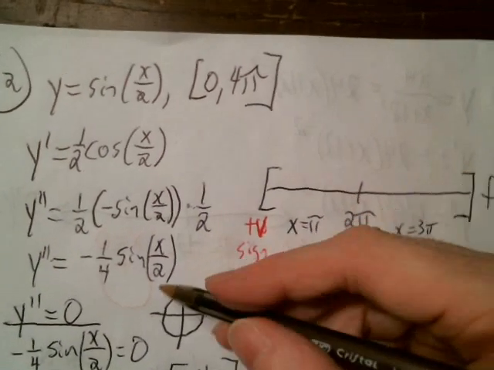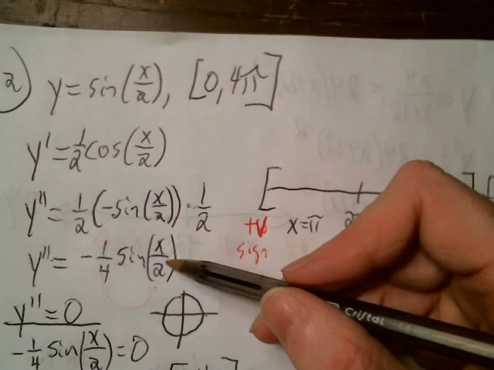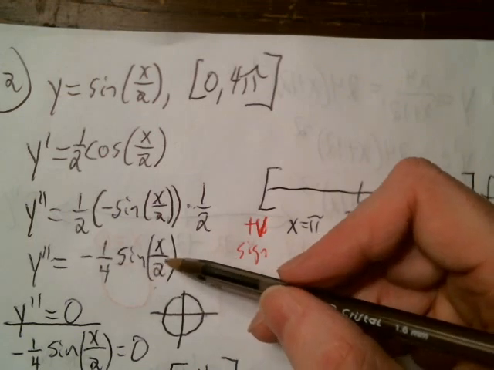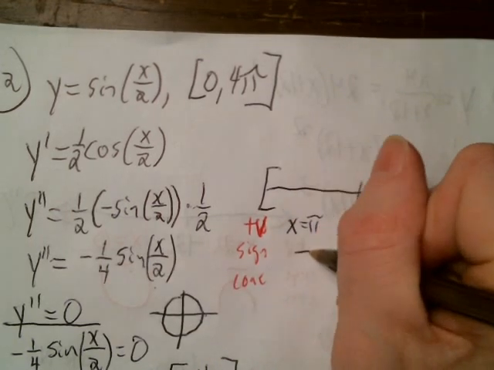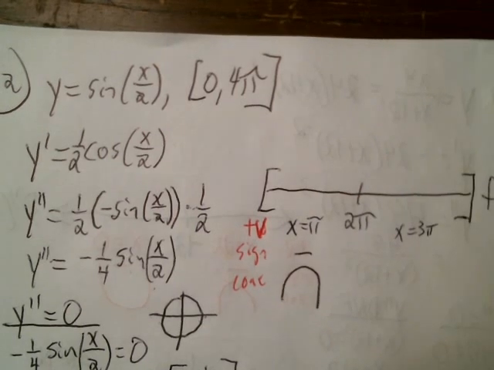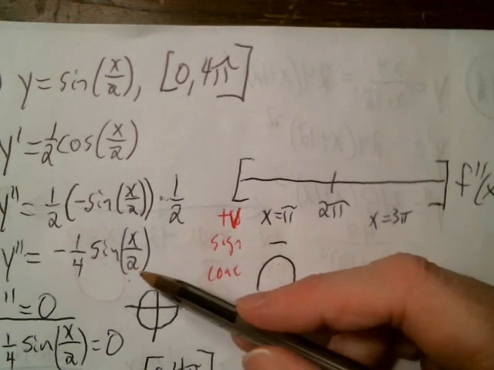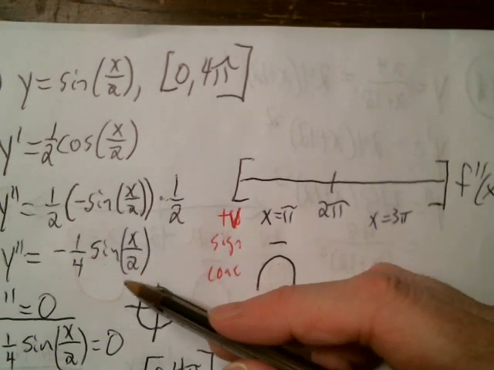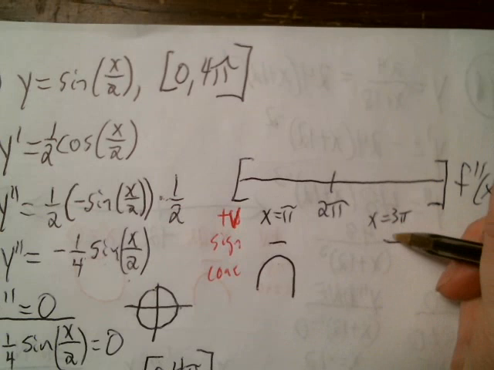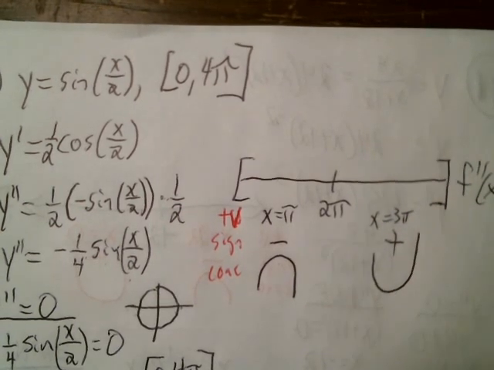So when x is pi, I go to the second derivative. I'll have pi over 2, sine of pi over 2 is 1. 1 times negative 1/4 is negative, so I have concave down. Plug 3 pi into here. Sine of 3 pi over 2 is -1. Negative times negative is positive, so it's concave up. Okay.